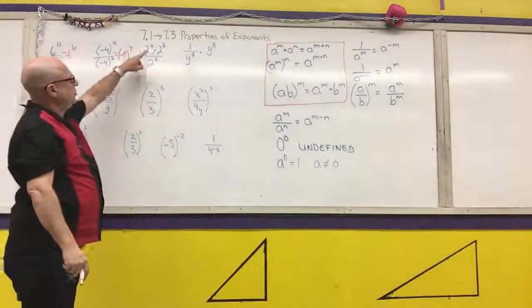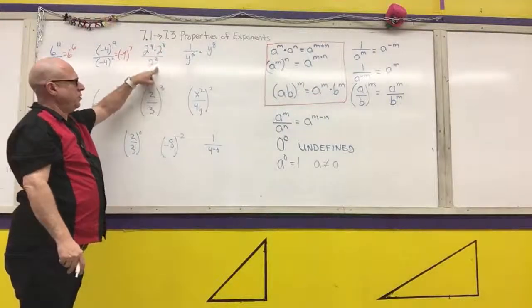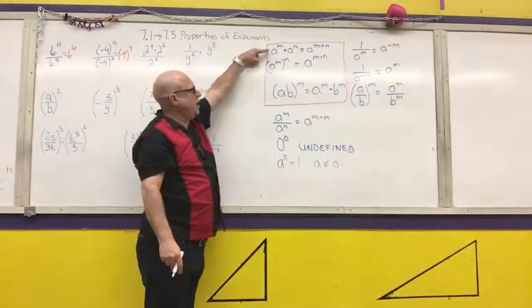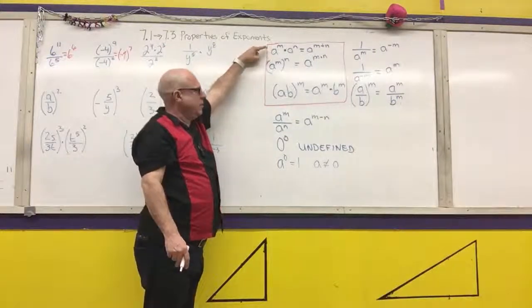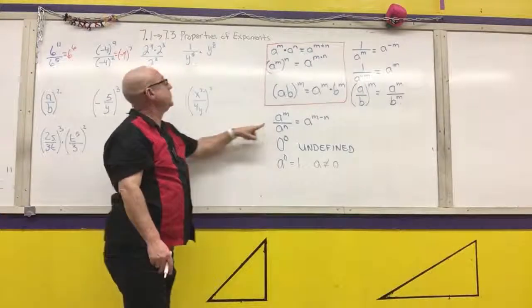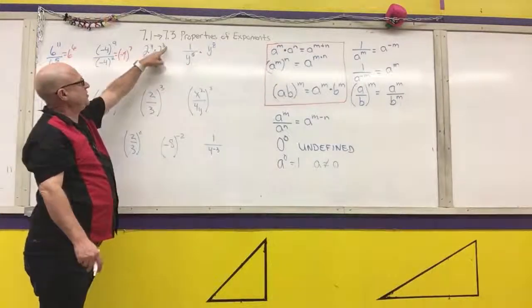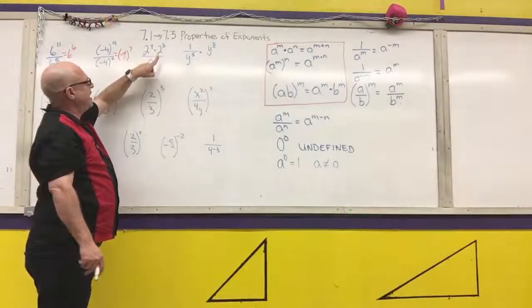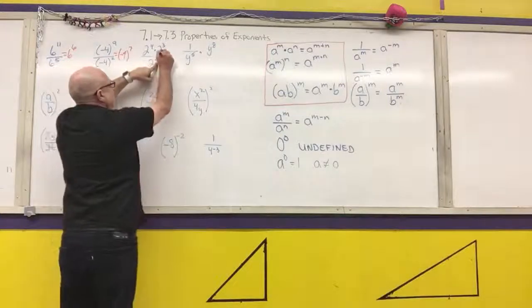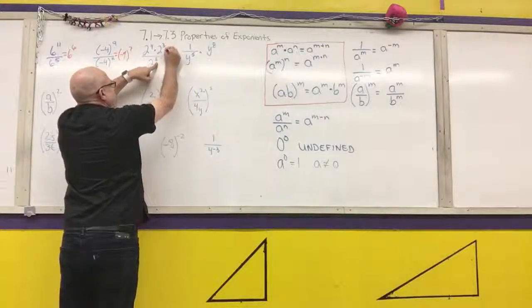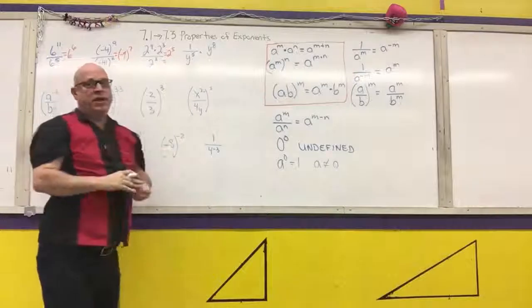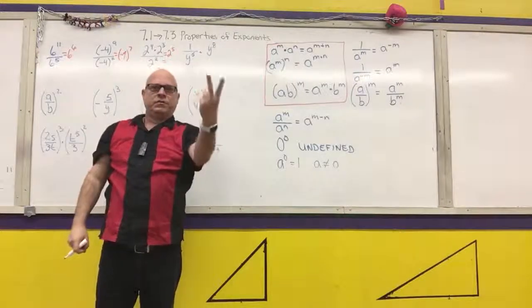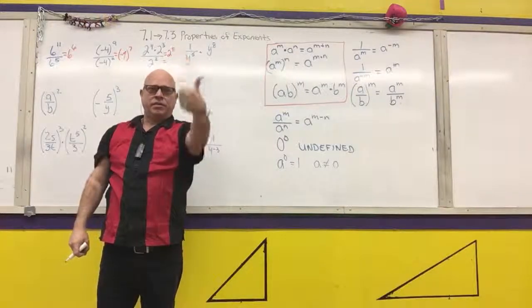The next one is 2 to the 4th times 2 cubed over 2 squared. So I'm going to use the first property for the numerator. Then I'm going to use the quotient property. So I have 4 plus 3 is 7, and then 7 minus 2 is 5, which is 2 to the 5th. That's a memorized one. If you don't have it memorized, use your fingers. 2, 4, 8, 16, 32.